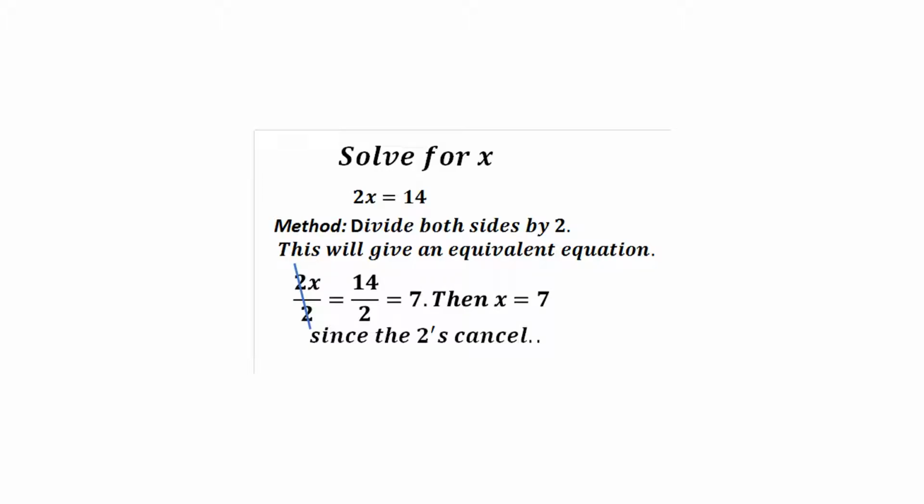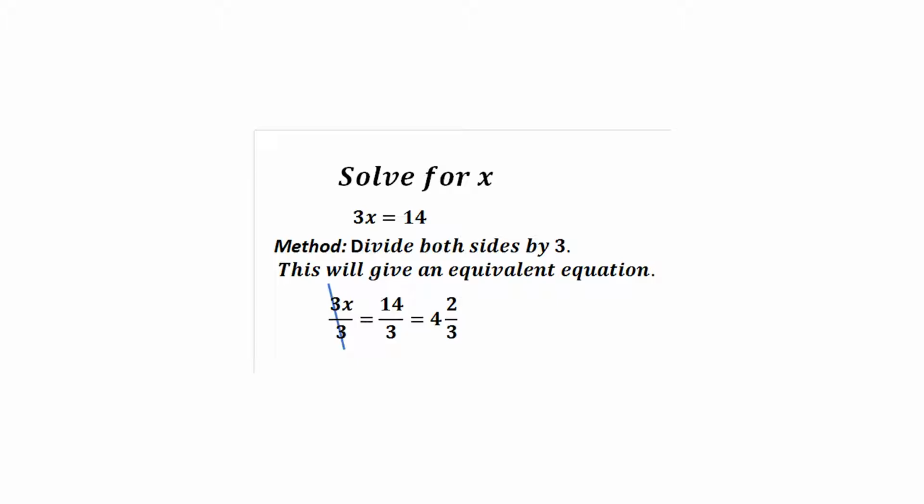Solve for x. Our first problem. 2x, which means 2 times x, equals 14. I think we can guess that x must be 7, because 2 times 7 is 14. If we do it as a method, we divide both sides by 2. So we're going to have 2x divided by 2, and the 2's will cancel. That's equal to 14 divided by 2, and that's 7. You can divide equals by equals and get equals. So we have x is equal to 7.